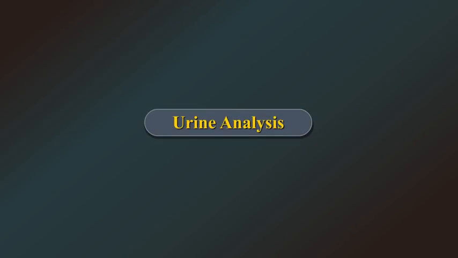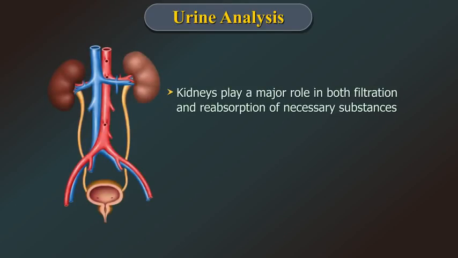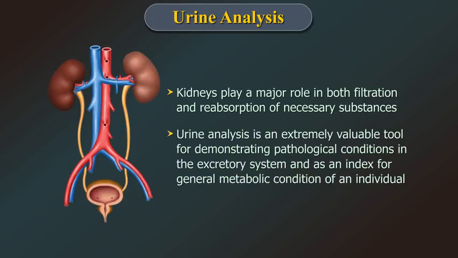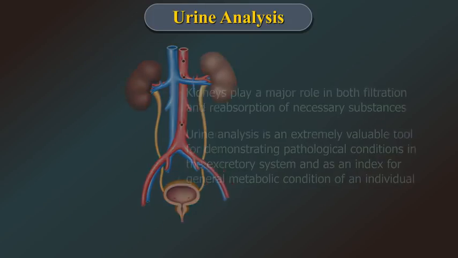Urine analysis. Kidneys play a major role in both filtration and reabsorption of necessary substances. Consequently, urine analysis is an extremely valuable tool for demonstrating pathological conditions in the excretory system and as an index for general metabolic condition of an individual.